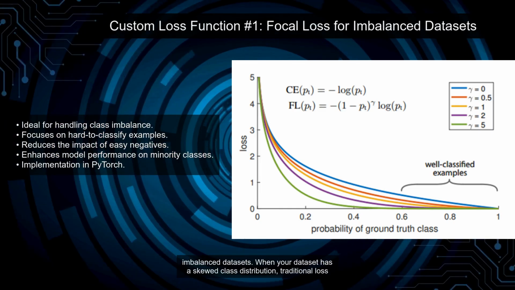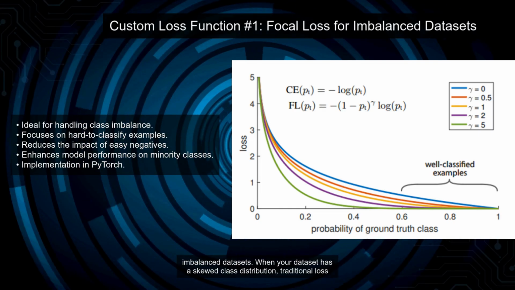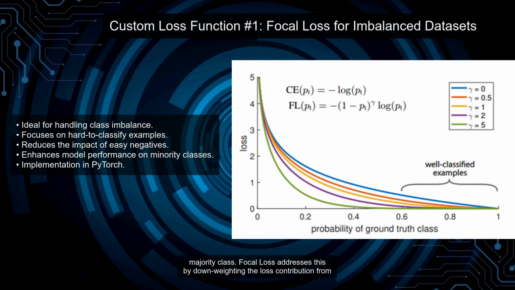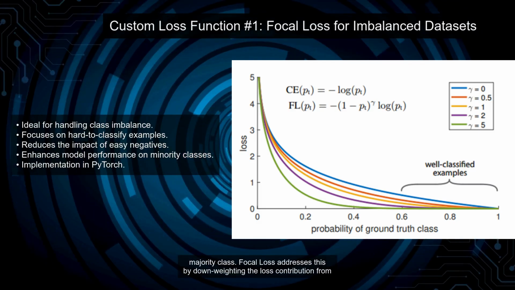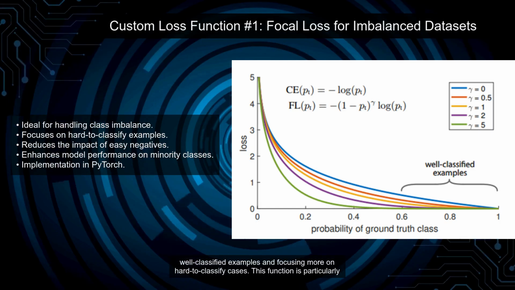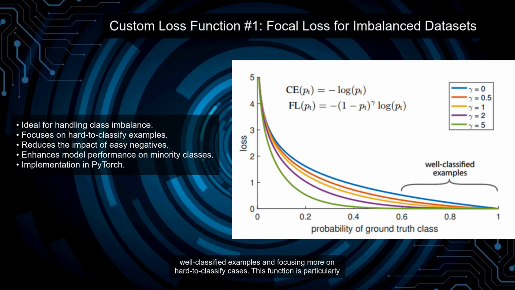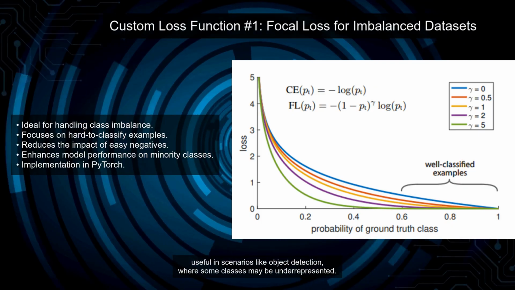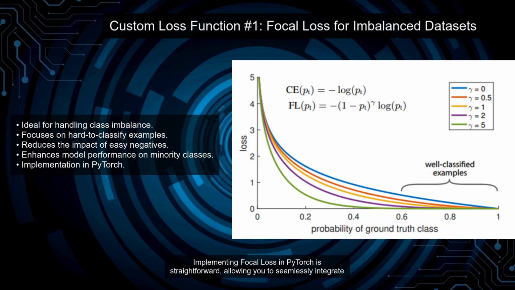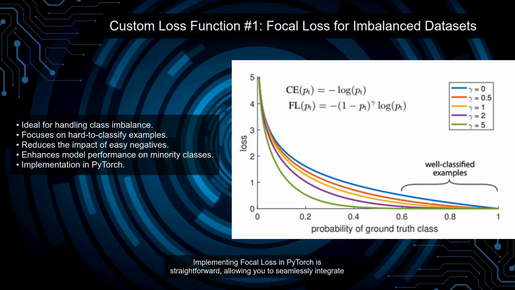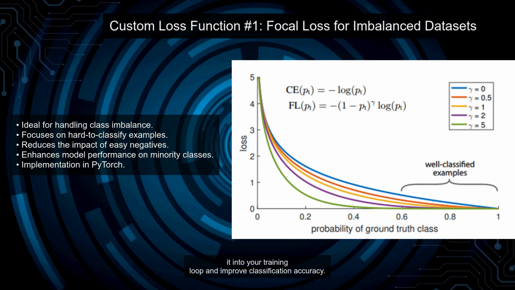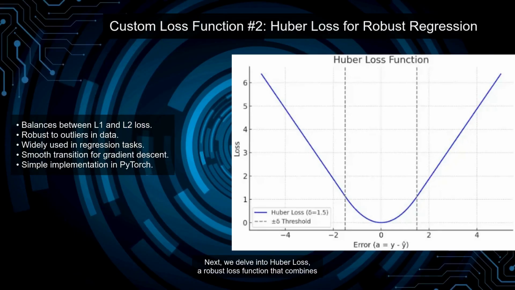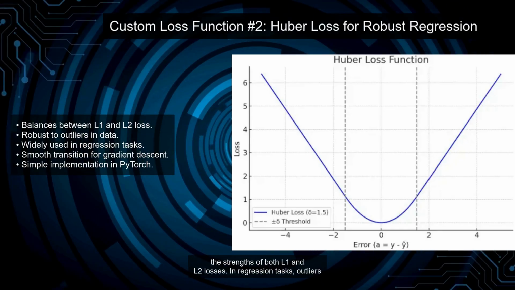When your dataset has a skewed class distribution, traditional loss functions can struggle, often causing the model to be biased towards the majority class. Focal loss addresses this by down-weighting the loss contribution from well-classified examples and focusing more on hard-to-classify cases. This function is particularly useful in scenarios like object detection, where some classes may be underrepresented. Implementing focal loss in PyTorch is straightforward, allowing you to seamlessly integrate it into your training loop and improve classification accuracy.